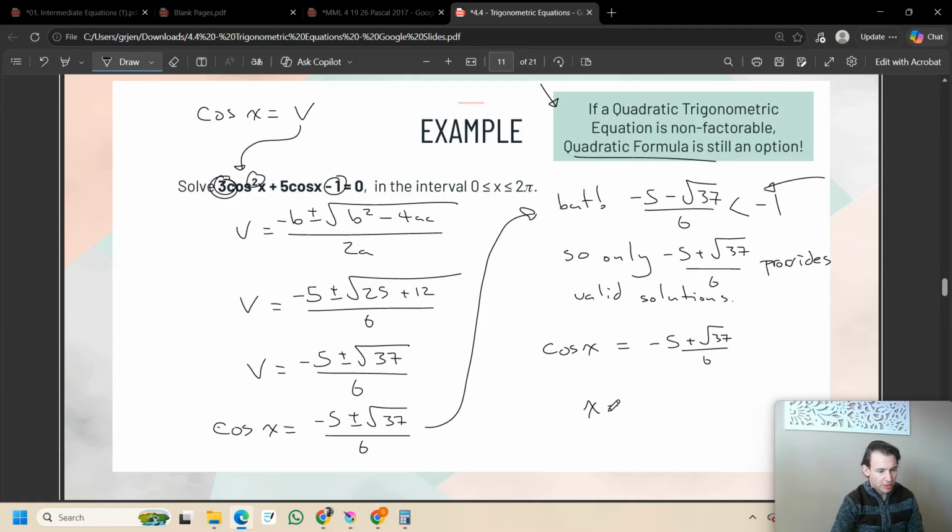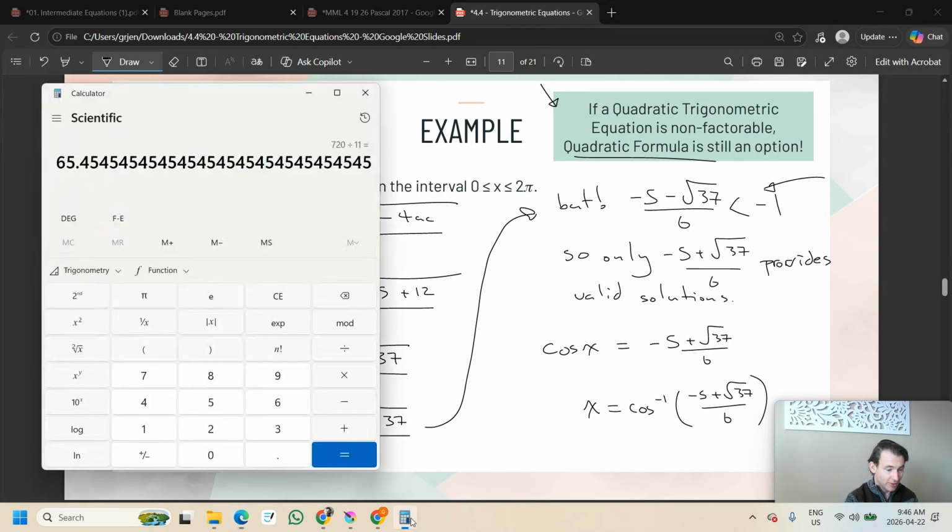And so that tells us that x is equal to cosine inverse of minus 5 plus root 37 over 6. Now we go to our calculator, change it to radian mode, and evaluate that. So 5, but it's negative, plus 37, but I take its square root, equals, divide that by 6, equals. This is the cosine value that we want. So it's very shy but positive.